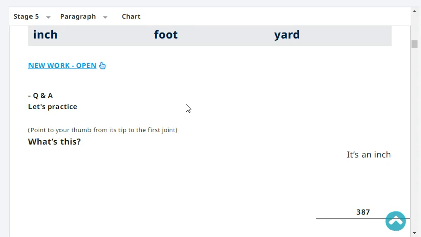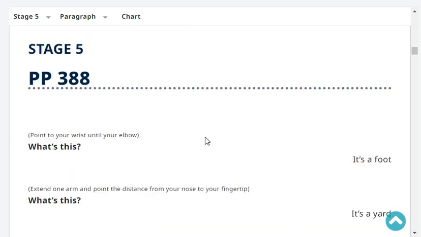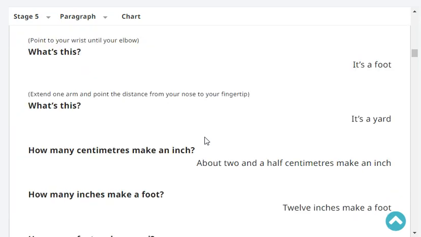Okay, what's this? It's an inch. What's this? It's a foot. What's this? It's a yard. Very good.